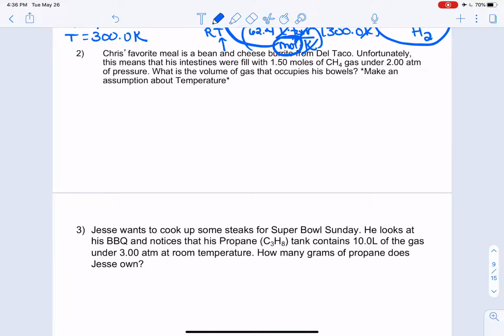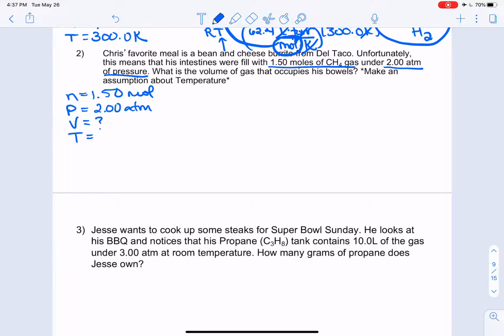Okay, so just listing them in order, I've got 1.50 moles of gas, and 2 atm, is that P, V, or T? That's P. That's a pressure unit right there, atm is, and it says of pressure anyways right there. And then it says what volume, so we're looking for our volume.